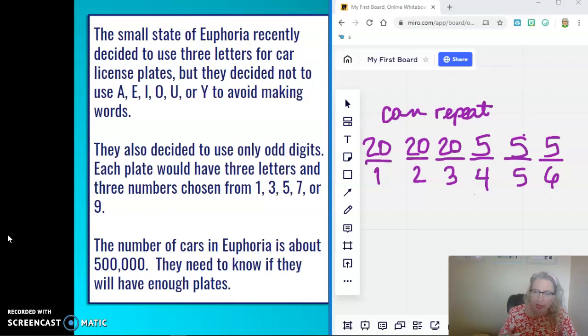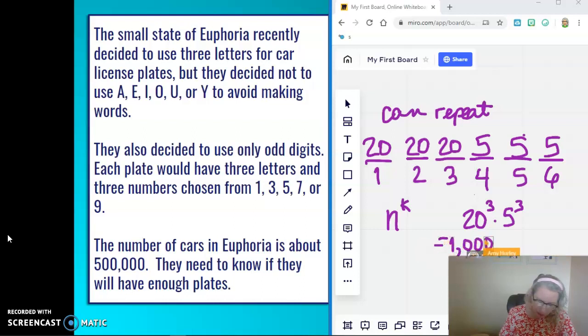Or we can look at it like this. If we're repeating a permutation, that formula that we use is n to the k power. So in this case, it would be 20 to the power of 3 times 5 to the power of 3. Either way, that's 1 million different combinations available for a license plate.